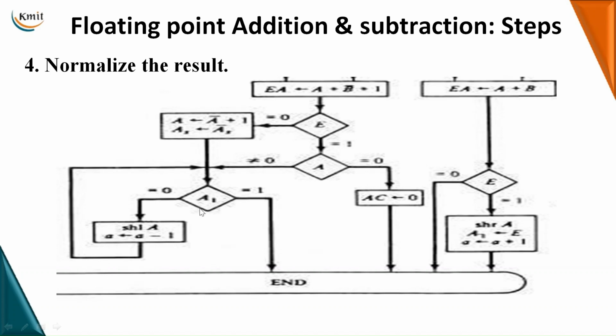So that is how you normalize the result in case of an underflow situation. Once your A1 bit reaches 1, then you end the process. That will be your normalized result. So this is how you normalize the result with the help of your flowchart.